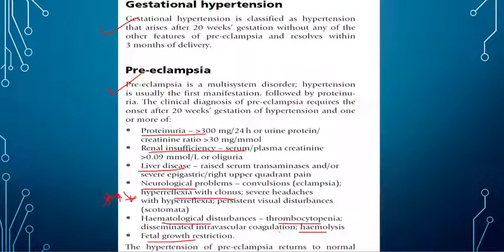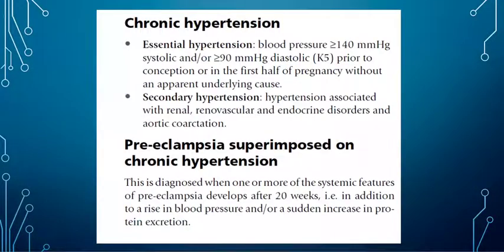If a patient develops hypertension after 20th week of pregnancy, that means you're thinking about gestational hypertension, usually that hypertension will return to normal within 3 months after delivery. So it's not a permanent hypertension. Chronic hypertension, that means either it's essential or secondary hypertension. That means patient was hypertensive before getting pregnant, or patient developed hypertension in the first half of the pregnancy.